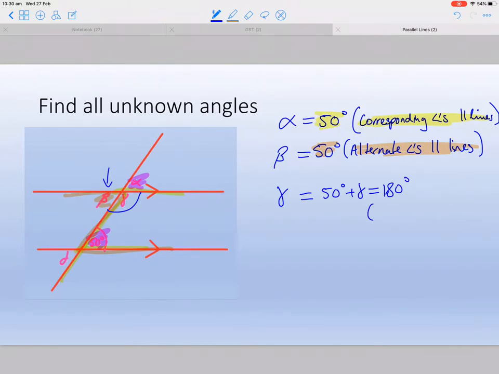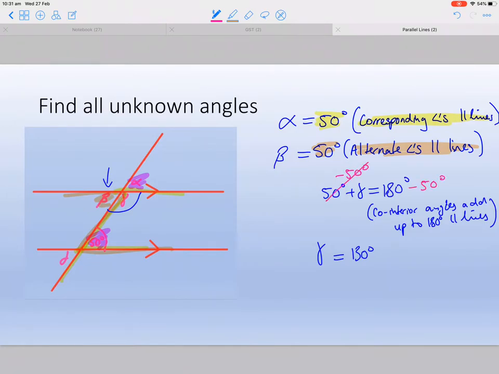Now my explanation for that is, co-interior angles add up to 180 degrees, parallel lines, okay? Now I can work out what gamma is. Gamma will equal 130 degrees, okay? Because what I've done is I've minus 50 degrees from here, and I have to minus 50 degrees from here to find out what gamma is by itself, and it's 130 degrees.